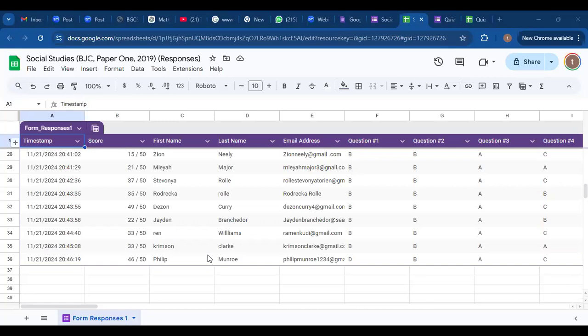Philip Monroe, where's Philip? Philip Monroe. Yes, sir. Very good. Got a 46 out of 50. Philip, are you doing RK as well? Yes, sir. Please do the RK quiz that I posted inside the chat as well.